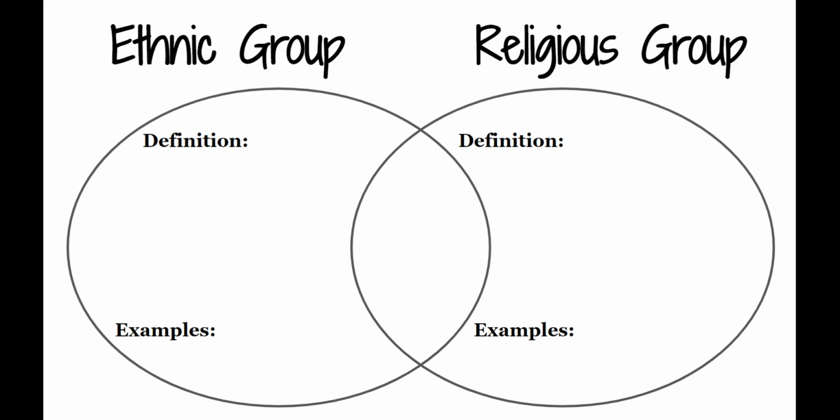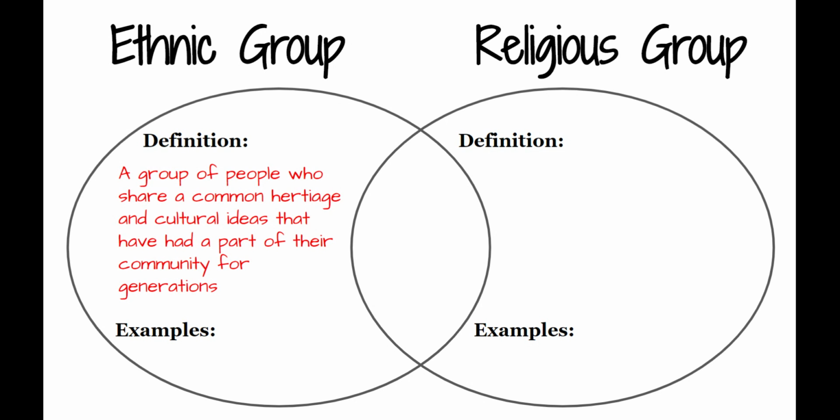So, the differences between the two, we have our two definitions. Remember, an ethnic group is a group that shares a common heritage for generations. Examples would be Irish, Latino, French, African American. Those are things that you cannot change. It's the way that you were born. It's a part of your community for generations.